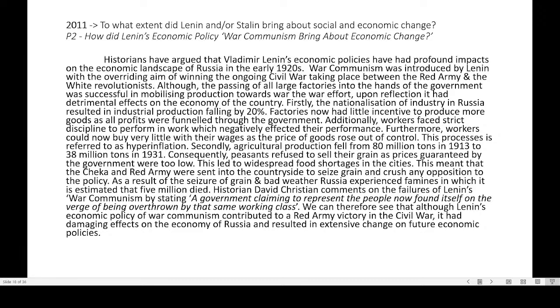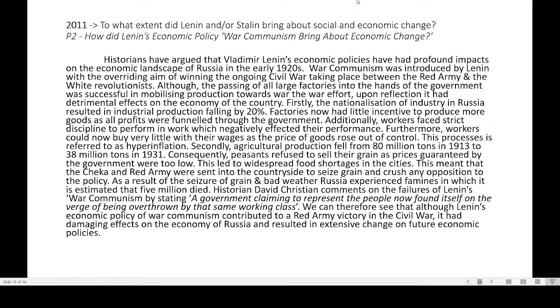Historians have argued that Vladimir Lenin's economic policies have had profound impacts on the economic landscape of Russia in the early 1920s. War communism was introduced by Lenin with the overriding aim of winning the ongoing civil war taking place between the Red Army and the White Revolutionists. Although the passing of all large factories into the hands of the government was successful in mobilizing production towards the war effort, upon reflection it had detrimental effects on the economy of the country.